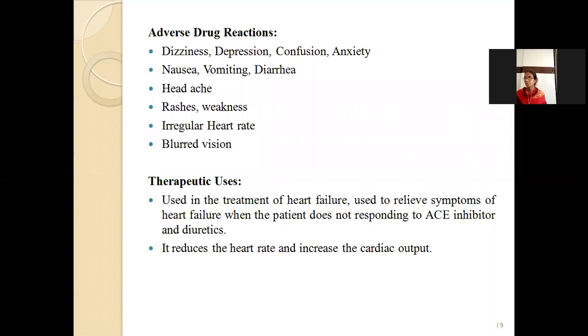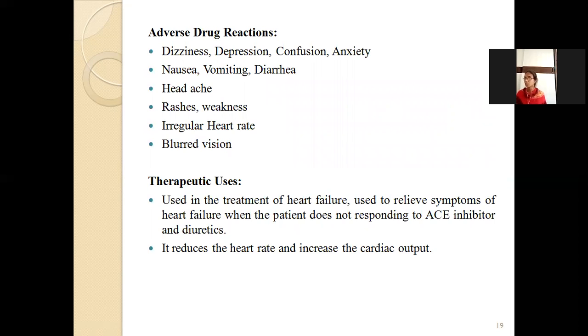Next, adverse drug reactions are dizziness, depression, confusion, feeling of anxiety, nausea, vomiting, diarrhea, headache, and rashes. Rashes occur because, as we said in the pharmacokinetics, the route is intravenous and intramuscular, so at the side where we take the injection we can see the rashes. Others are weakness, irregular heart rate, and blurred vision.